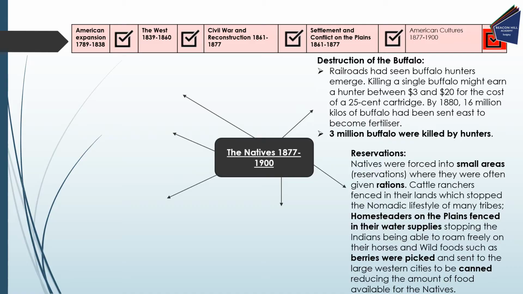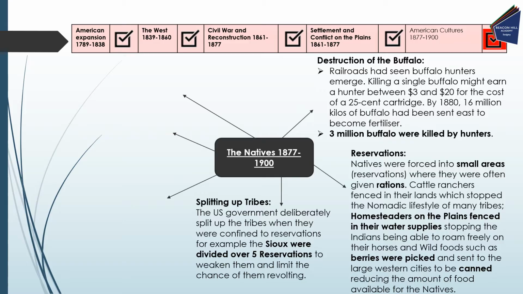Tribes were also being split up, so the US government deliberately split up the tribes when they were confined to reservations. For example, the Sioux were divided over 5 reservations, and the aim in this really is to weaken that community spirit that was so strong between the tribes, and this is in the hope that it will limit the chance of these tribes revolting against the US government.